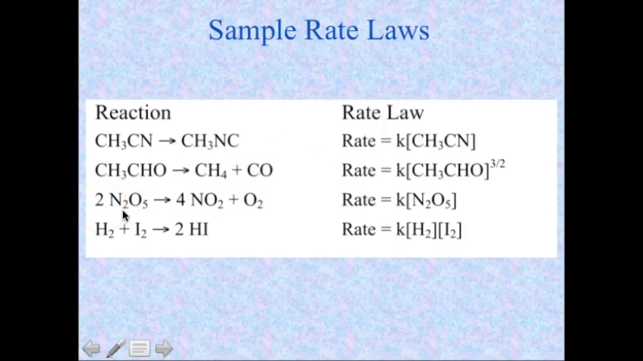Or 2 moles of N2O5 form 4 moles of NO2 plus O2. The rate equals k times concentration of N2O5. Not squared, even though there's a 2 in front of the N2O5. Or H2 plus I2 yields 2HI. Rate equals k times concentration of H2 times the concentration of I2.